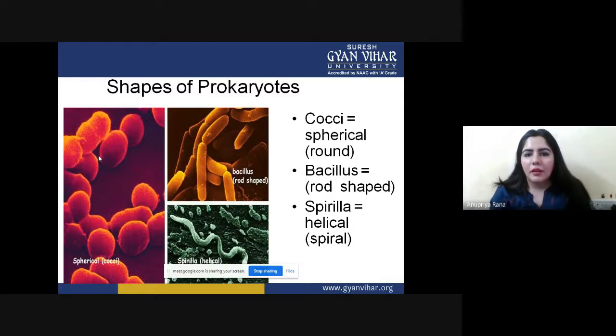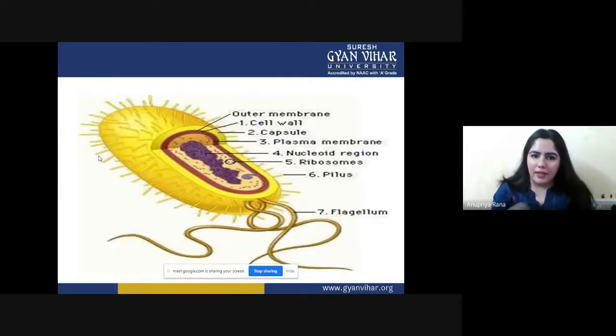These shapes are very abundantly found among prokaryotes: the round and oval shape, the long, elongated and thin shape, and the spiral shape. Mostly these are the common shapes for bacteria. So these are very common shapes for the prokaryote cell.